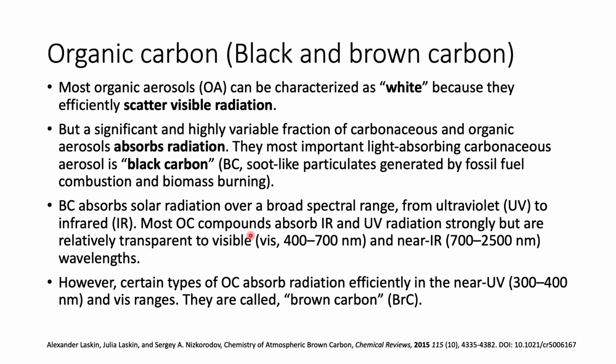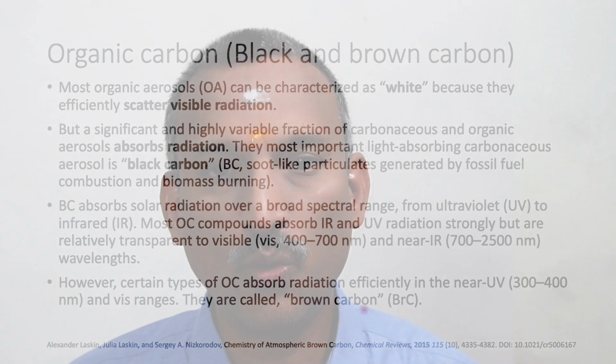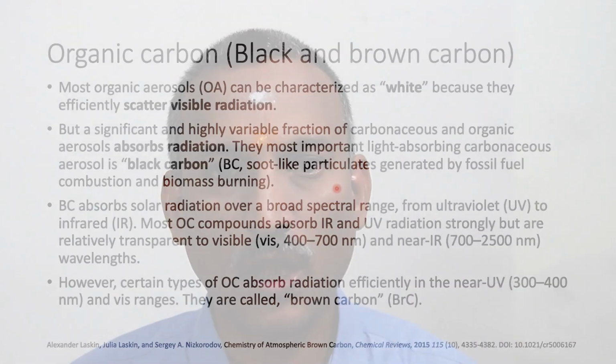Most organic carbon compounds absorb IR and UV radiations strongly but are relatively transparent to visible, that is from 400 to 700 nanometers, and near IR from 700 to 2500 nanometer wavelengths. But certain types of organic carbons absorb radiation effectively in the near UV region, that is 300 to 400 nanometer, and in visible ranges. They are called brown carbon. So we have two different types. One is called the black carbon, another one is the brown carbon.